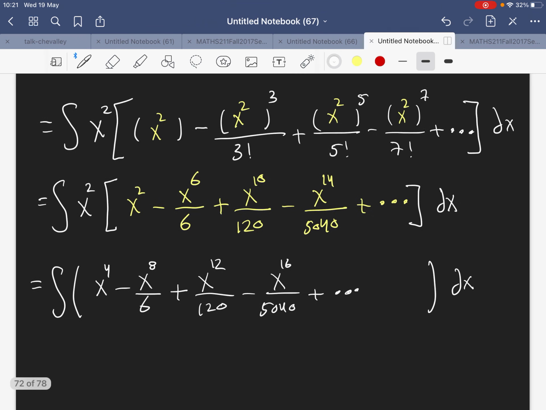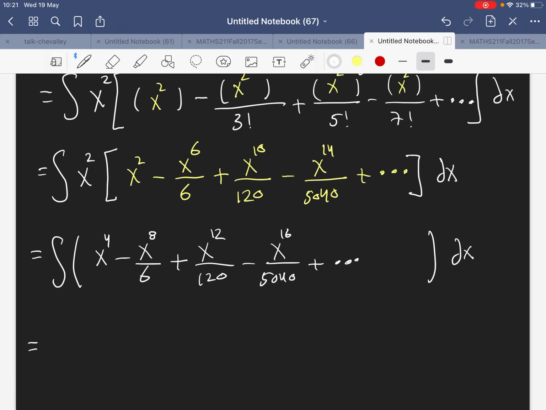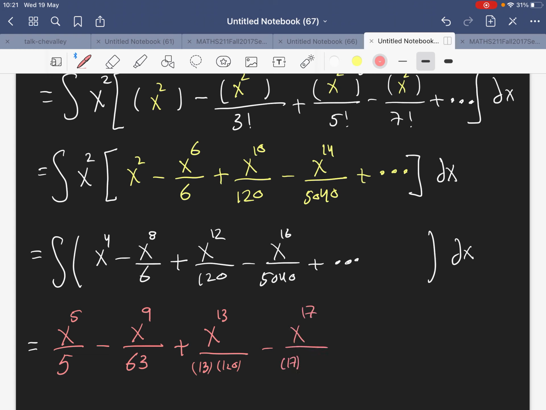The last step and the easiest one is to do the integration. And we all know how to do the integration. So let me do it in a different color, just to mention that we are doing the integration up here. x^4 becomes x^5 over 5, minus x^8 becomes x^9 divided by 9 times 6, which is 54, plus x^13 over, we have to multiply 120 by 13, whatever this number is. Just do it and simplify it here. Minus x^17 over 17 times 5040 and so on.